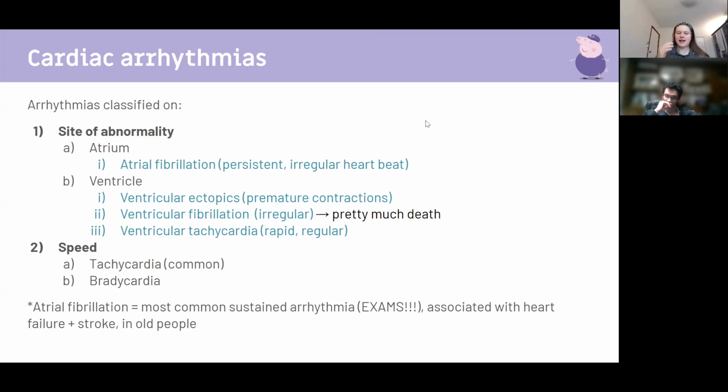The other location obviously is your ventricle. I'm going to ventricular ectopics, which are just premature contractions. They go when they're not supposed to go, like an ectopic pregnancy, sort of. Ventricular fibrillation is really bad. If you get it, the person's pretty much flatlining and going to die. It's very rare to save someone from ventricular fibrillation. And ventricular tachycardia is the other common one. But yeah, just know AFib.